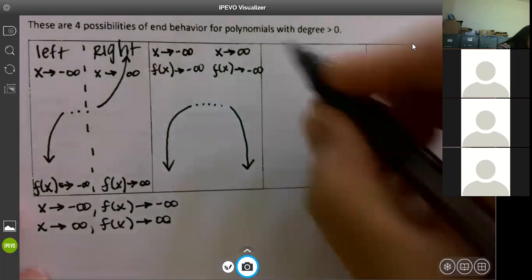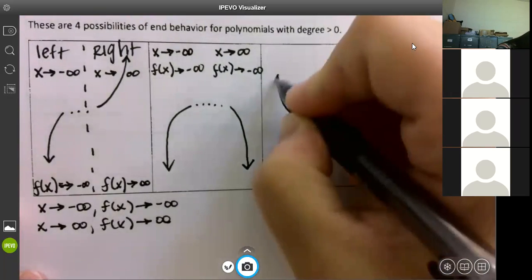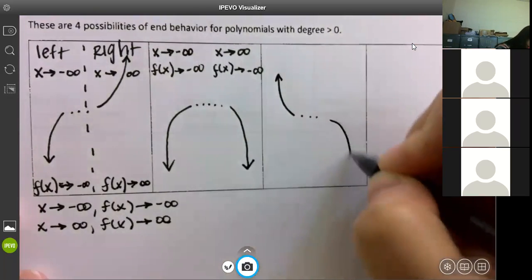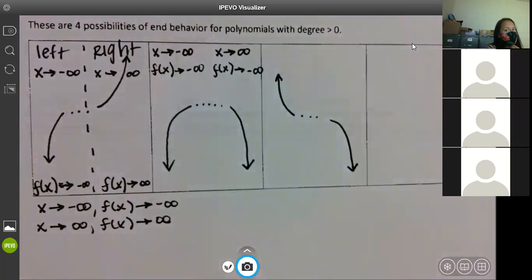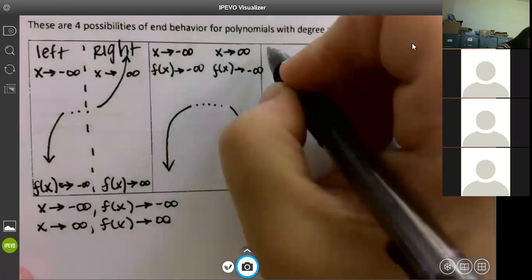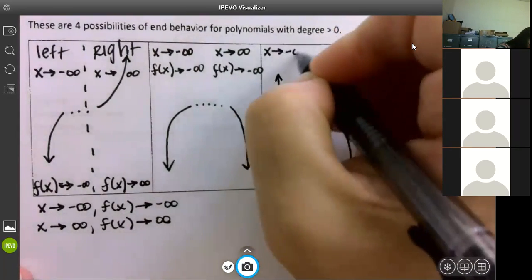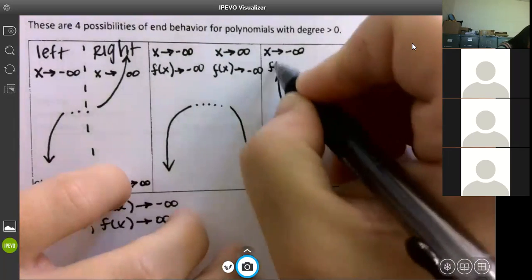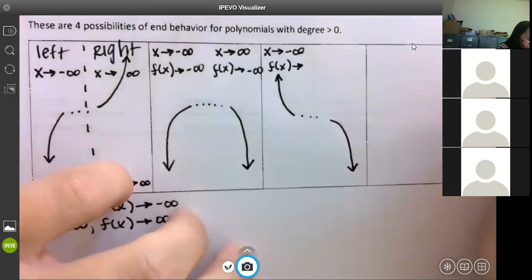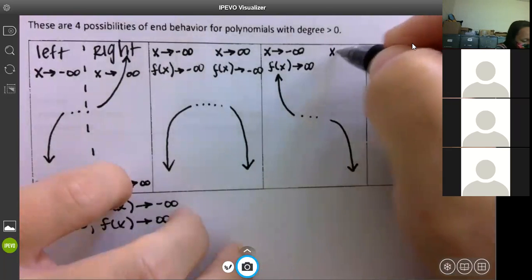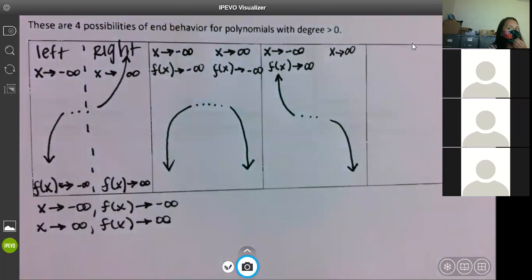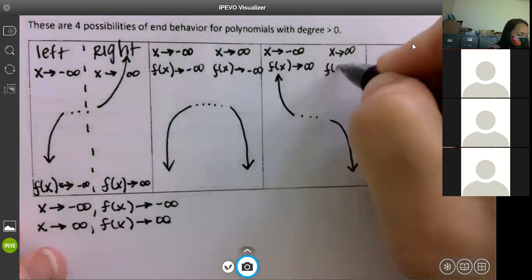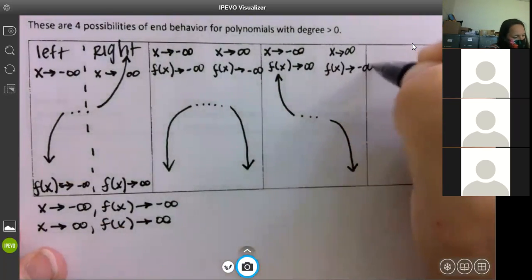All right, the next one would point this way, finish this way. So on the left, x goes to negative infinity. That's always the left. Where is this graph pointing on the left? Positive infinity. Perfect, thank you. On the right, which means x goes to infinity, where does this graph point? Negative infinity, perfect.